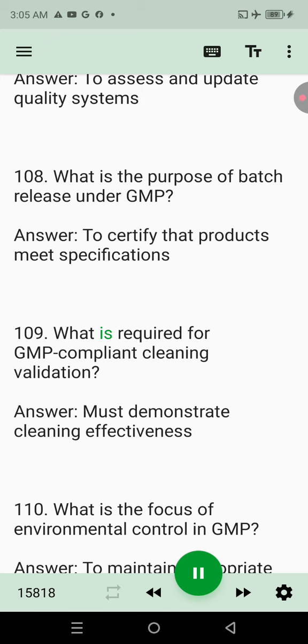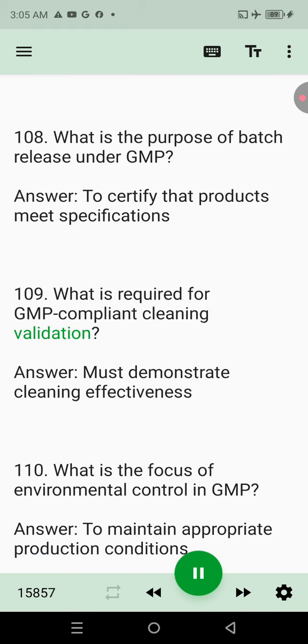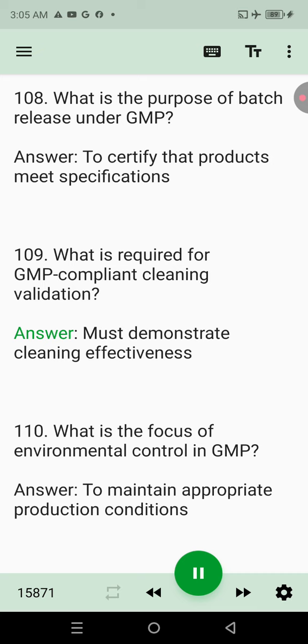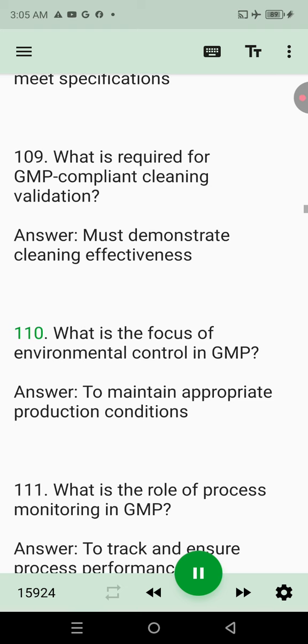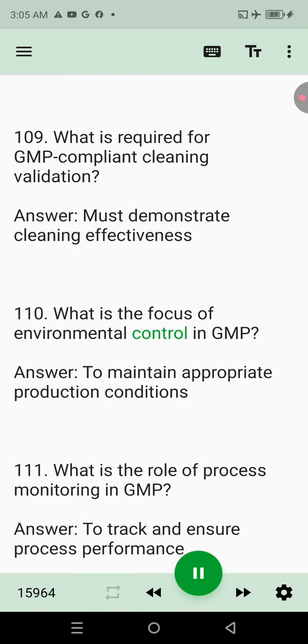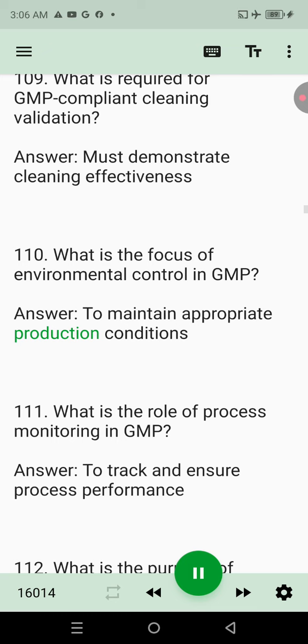109. What is required for GMP-compliant cleaning validation? Answer: must demonstrate cleaning effectiveness. 110. What is the focus of environmental control in GMP? Answer: to maintain appropriate production conditions.